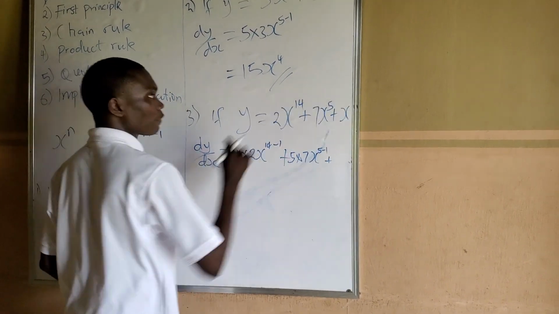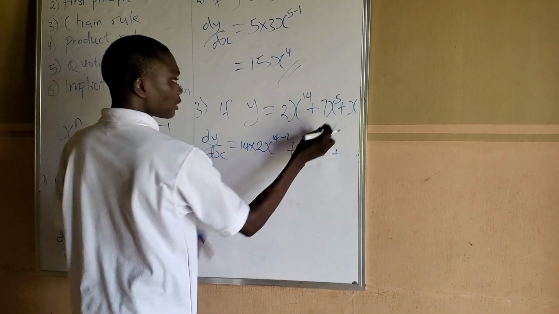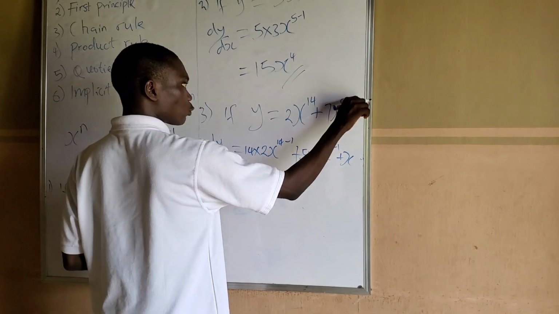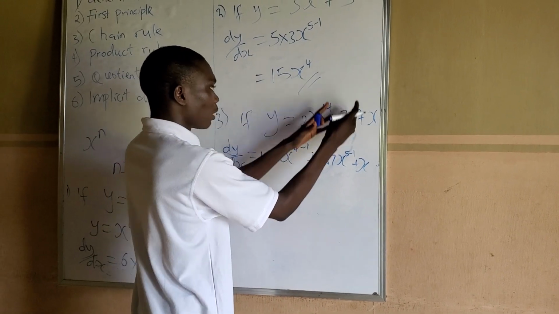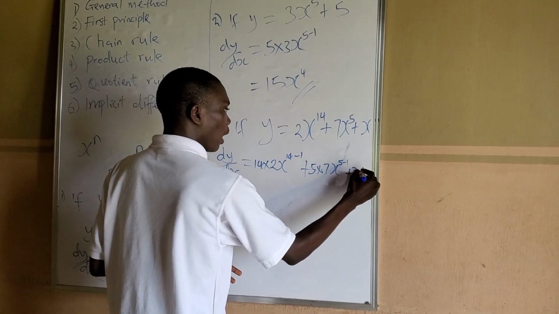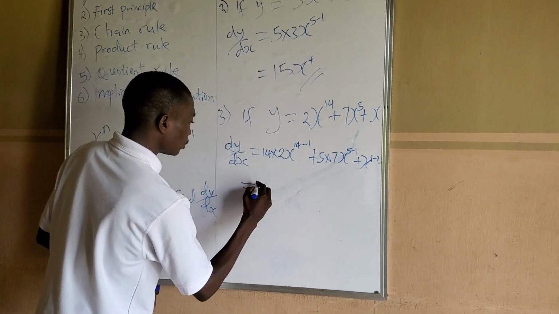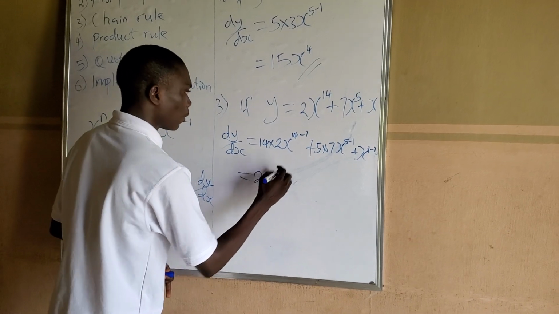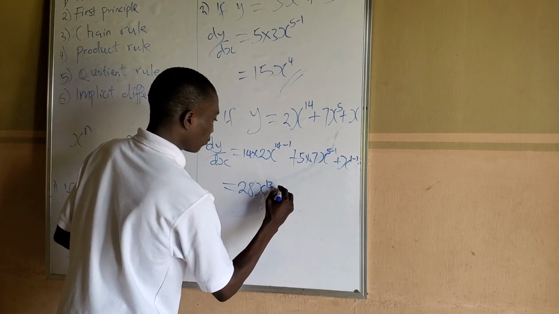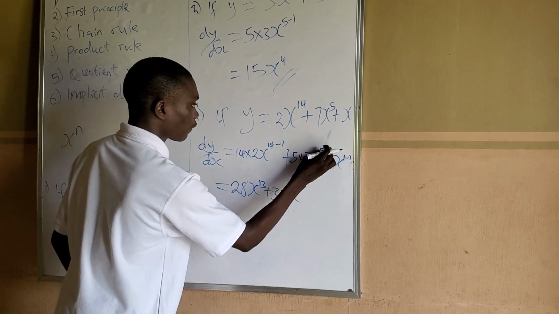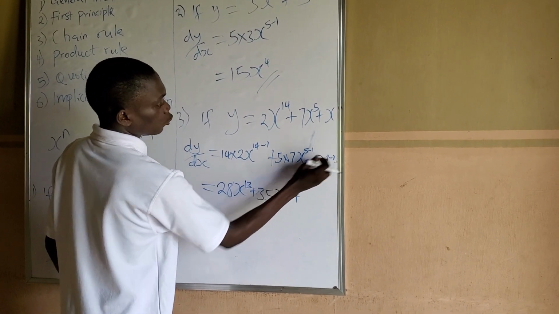plus. Now, what is the power of this? This one has a power of what? 1. It has a power of 1. So if you use 1 to multiply it, it will still give you x. Then you will now subtract 1 from the power. The original power is 1. So by the time you subtract 1, as we have done for this, that will be 1 minus 1. So this will give us 14 times 2. That will be 28x raised to the power of 13 plus 5 times 7. That will be 35x raised to the power of 5 minus 1, that is 4, plus x raised to the power of 1 minus 1. 1 minus 1 will give us 0.